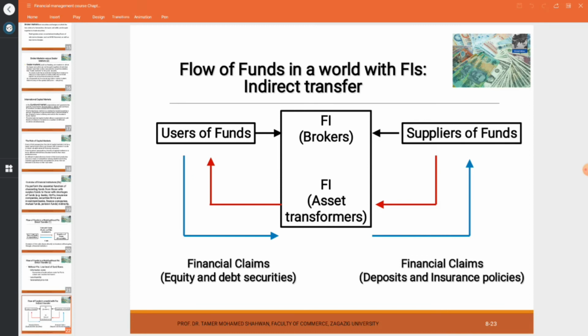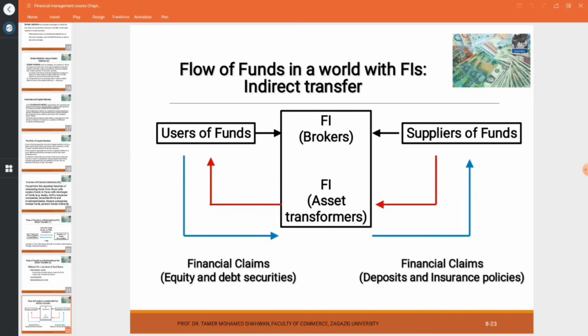The existence of the financial institutions plays a very important role in the relationship between the users of funds and the suppliers of funds. This role can be split into two types: financial institutions working as brokers or working as an agent to facilitate the selling and the buying process, and the second function, financial institutions could perform what we call asset transformation. What is the meaning of asset transformation?